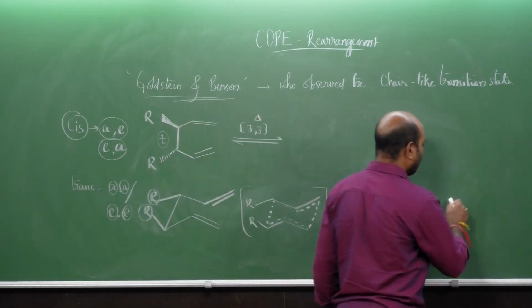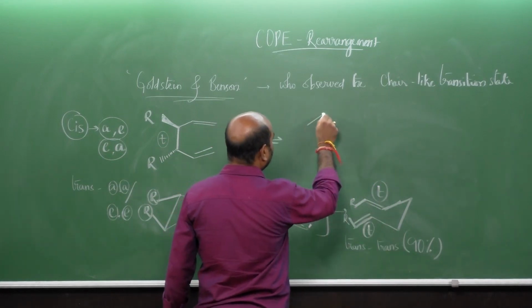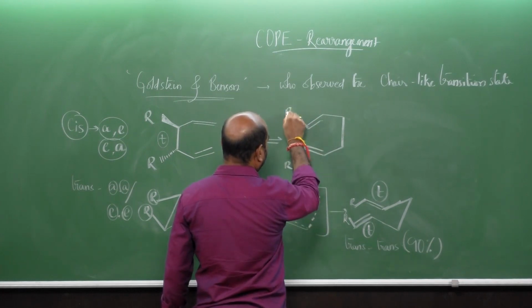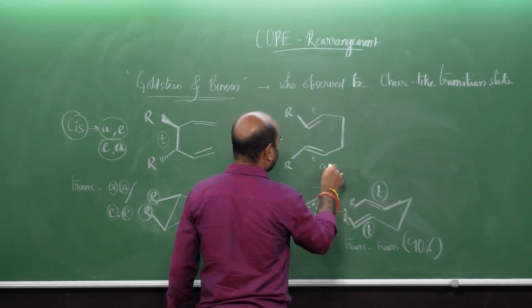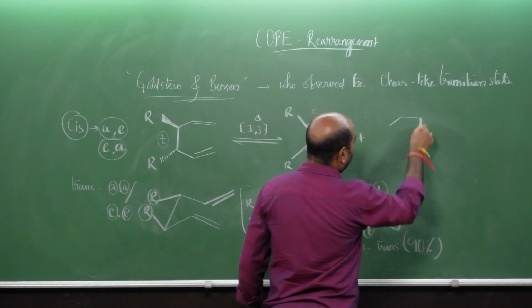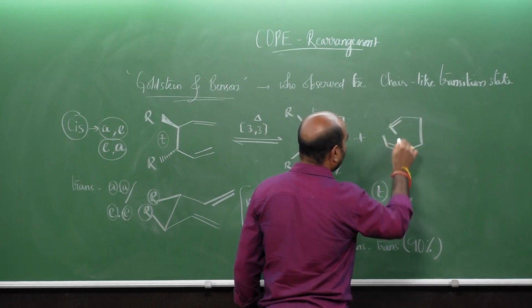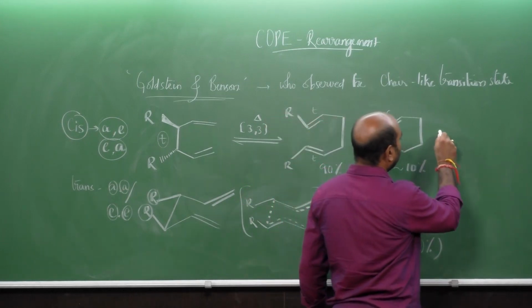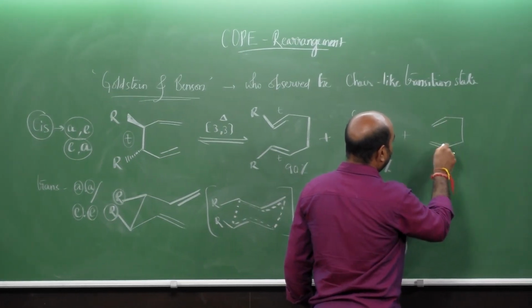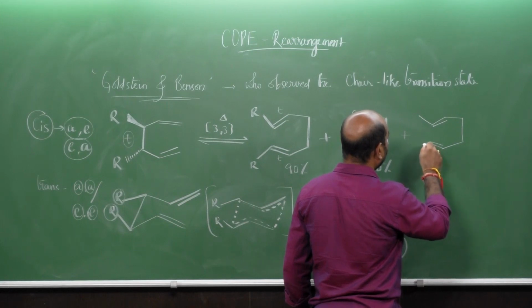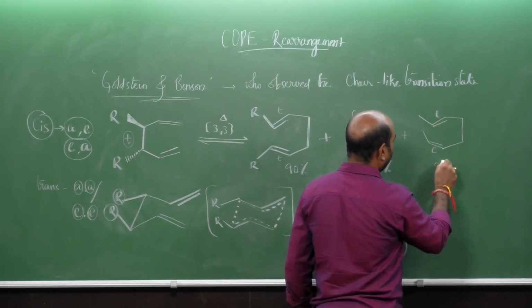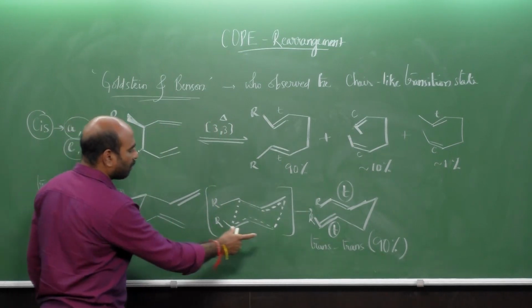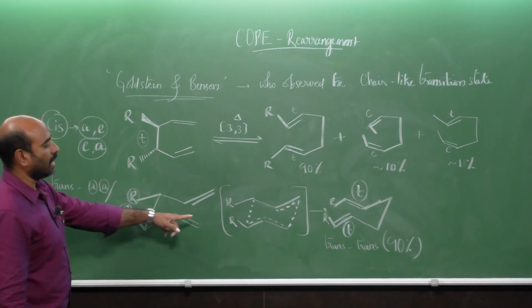So you can also get a cis-cis product. This is trans and this is trans, and this is up to 90%. Alongside, you can also get the cis product, approximately 10%, and cis-trans also approximately 1%. So these are the minor products and this is the major product, and the major product can be easily detected by using the cyclic chair-like transition state.